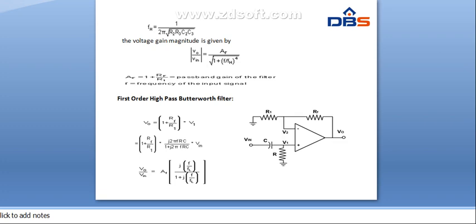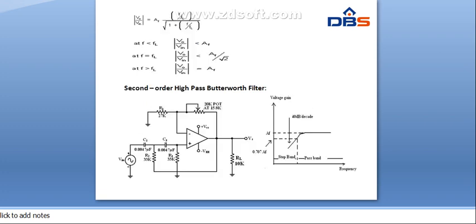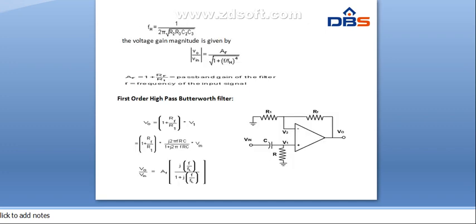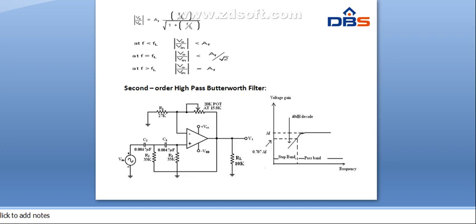Here V0 is (1 plus RF by R1) into V1. And V0 by Vin is AF into (j f by fL) by (1 plus j f by fL). The procedure is the same as in the low pass filter. At f less than fL, V0 by Vin is less than AF. At f equal to fL, V0 by Vin is AF by root 2. At f greater than fL, V0 by Vin equals AF. So that is the first order high pass filter.